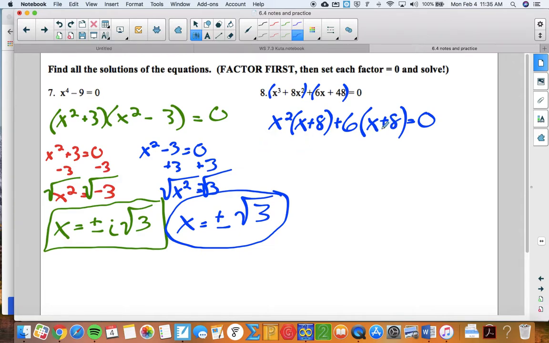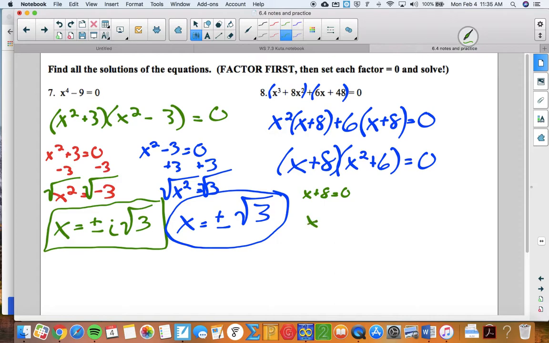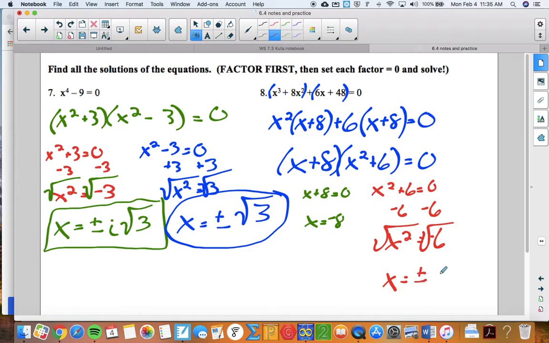And then we take this shared binomial that's in each factor and we factor that out. So we're left with x plus 8 factored out, and then we're left with x squared plus 6 in there. And then we solve this, set each factor equal to 0. So x plus 8 equals 0. Well, that just means that x equals negative 8 when you actually solve for x. And then over here, x squared plus 6 equals 0. You subtract 6. You get x squared equals negative 6. Square root, you get x equals plus or minus i root 6. Beautiful.